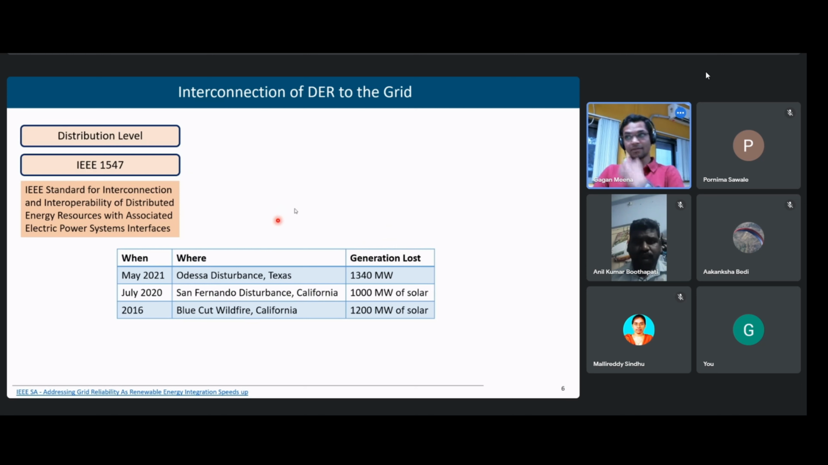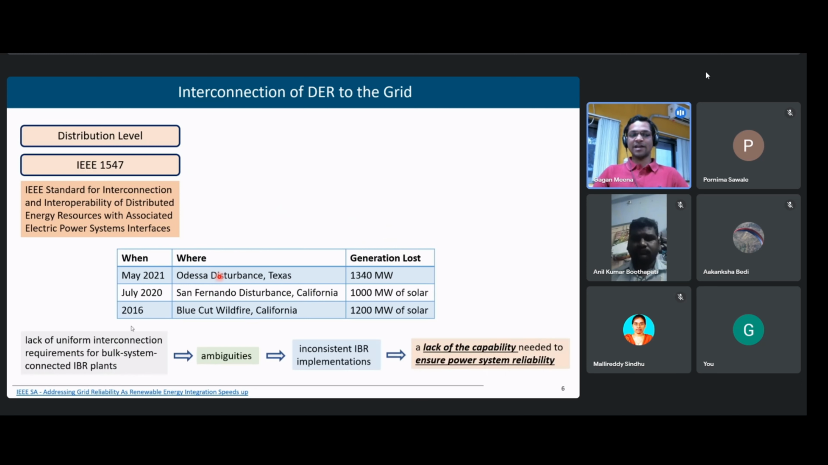Because of the lack of uniform interconnection requirements for bulk system connected IBR plants, there were ambiguities, which resulted in inconsistent implementation, and therefore led to a lack of capability needed to ensure power system reliability. Because of loss of such a large generation, there are problems in system operation. If there is an instantaneous loss of such a huge generation, then there will be challenges in operation. So this was the motivation to come up with a new standard.